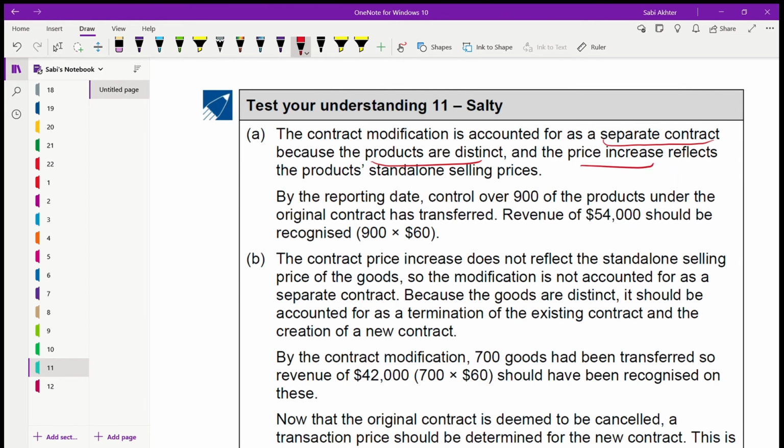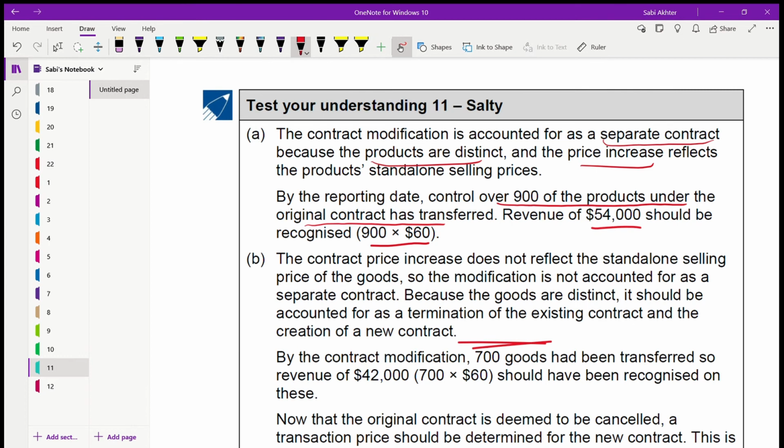By the reporting date, control over 900 of the products under the original contract has been transferred. 900 products have been sold. That means control has been transferred to the customer over 900 products by the reporting date. So how are you going to recognize the revenue? 900 into 60, the original price. The 60 was the before-modification price. 900 into 60, hence 54,000 of revenue will be recognized.